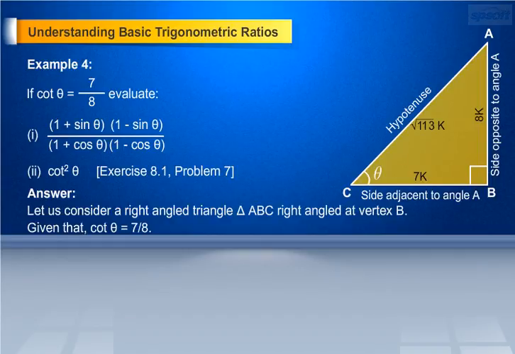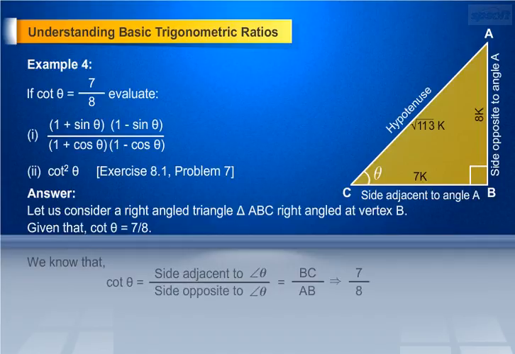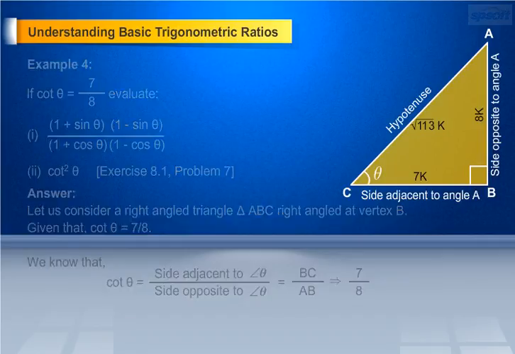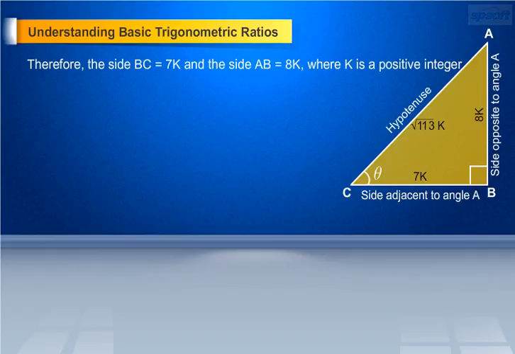Given that cot theta equals 7 by 8. As we know that cot theta equals adjacent side to angle theta by opposite side to angle theta. From the triangle this is equal to BC by AB, which is equal to 7 by 8. Therefore the side BC equals 7k, and the side AB equals 8k, where k is a positive integer. Now, we have to find the value of the side AC.